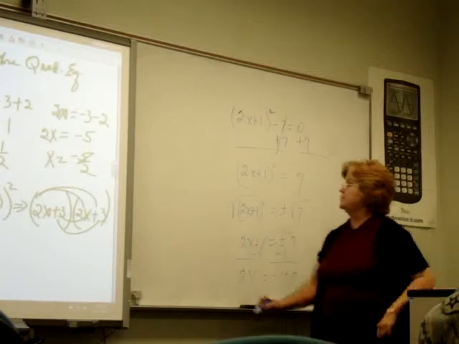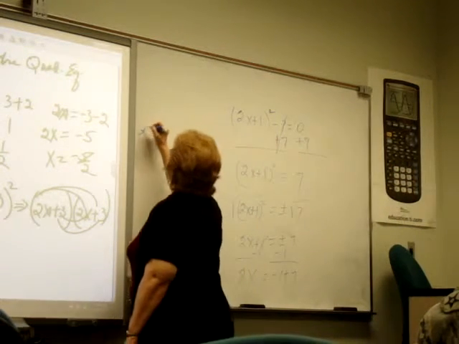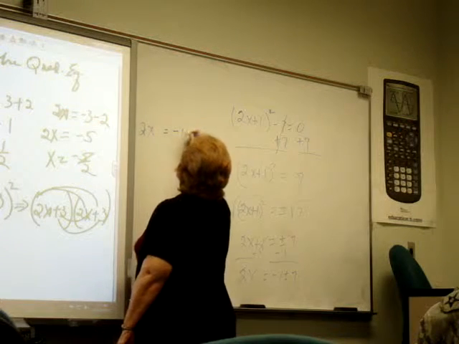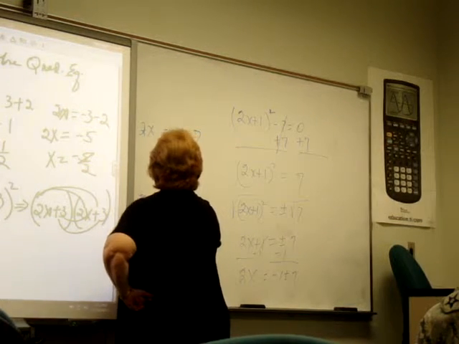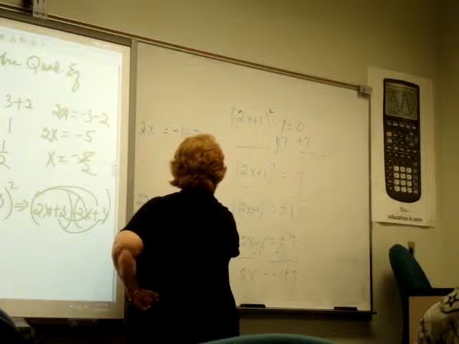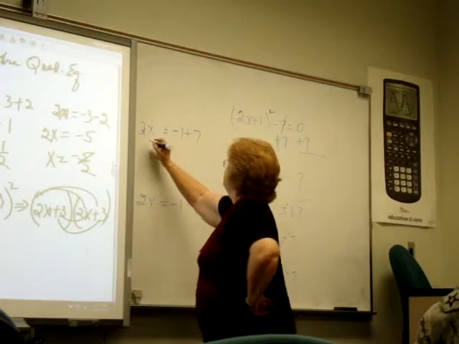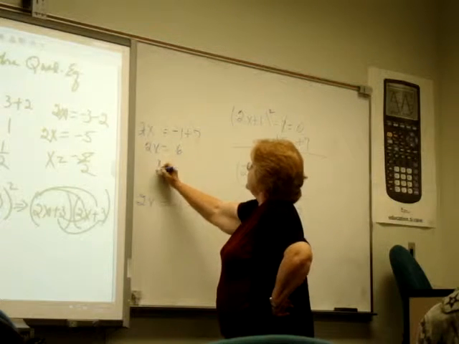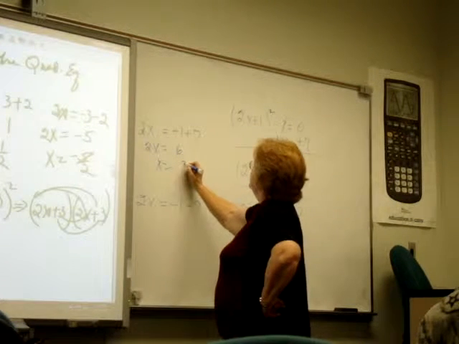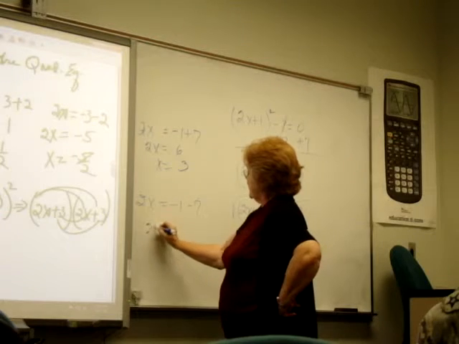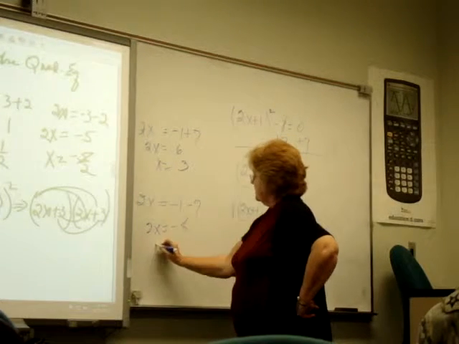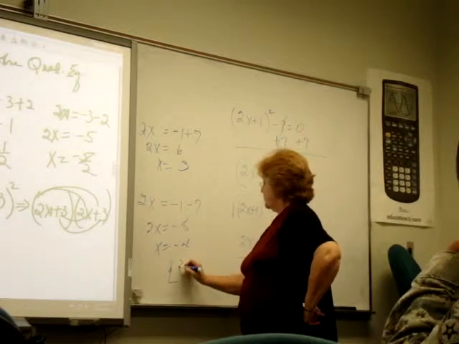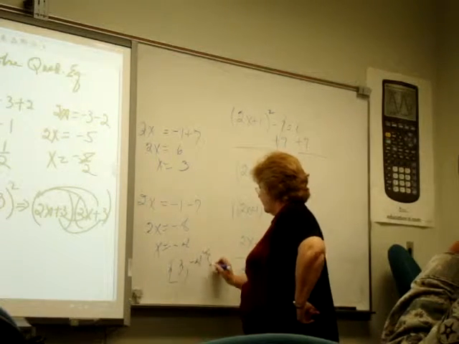So what do you got? Two equations. What are they? 2x equals -1 plus 7. 2x equals -1 minus 7. 2x is equal to what? 6. And x is equal to? 3. Okay, 2x is equal to -8, and x is equal to -4. So you got 3 and -4 as your answer.